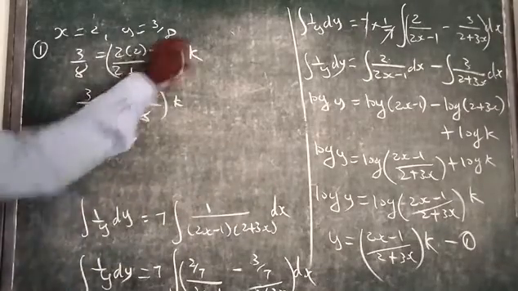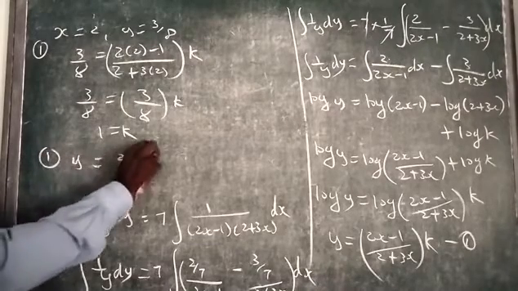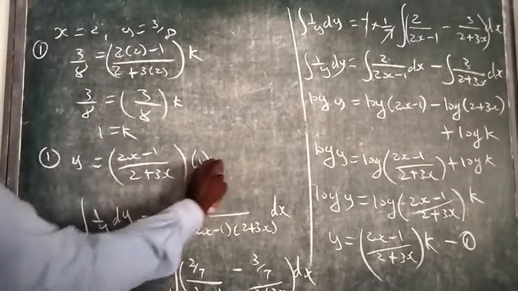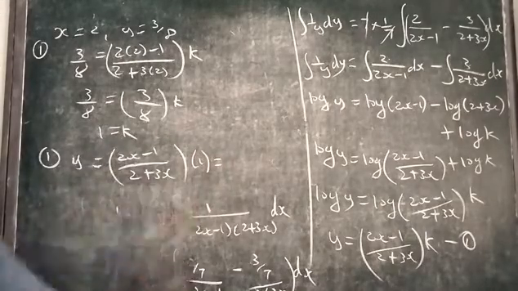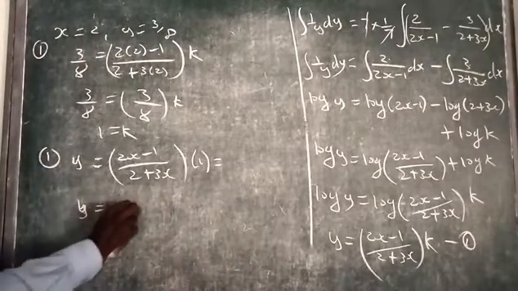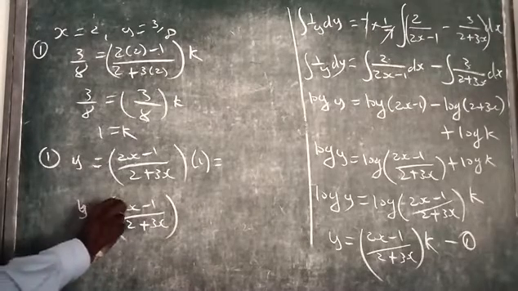Now substitute the k value 1 here, from equation 1, y equal to (2x minus 1) by (2 plus 3x). Substitute 1, and the same answer will come. Then y equal to (2x minus 1) by (2 plus 3x). This is the required function they asked to find.